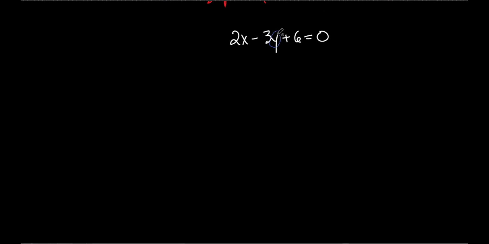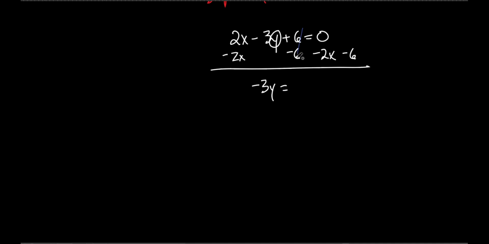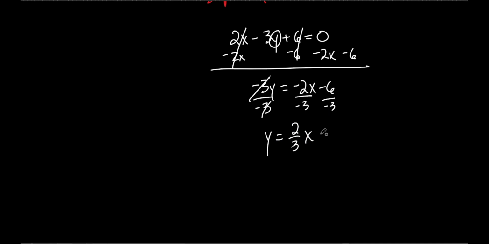If I solve for y, check this out. What do we do? Subtract a 2x, right? Subtract a 2x. So I got negative 3y, and let's subtract a 6 right now as well. Equals, see that cancels, that cancels. What do we got? Negative 2x minus 6. Divide both sides by negative 3. Are you seeing anything? Check this out. That cancels. Y equals, what's negative 2 divided by negative 3? It's positive 2/3 what? X. And what's this going to be? Plus what? 2.